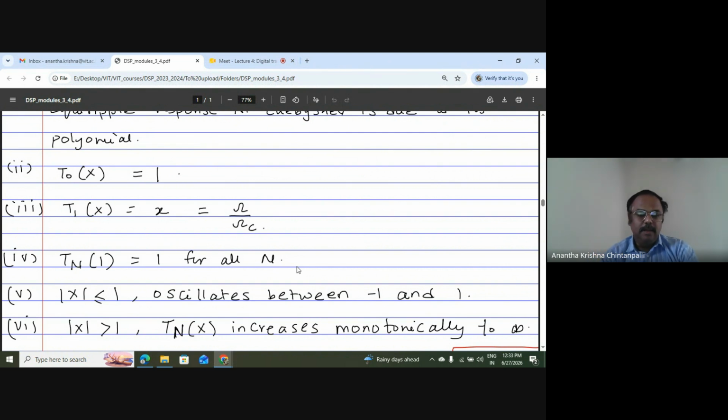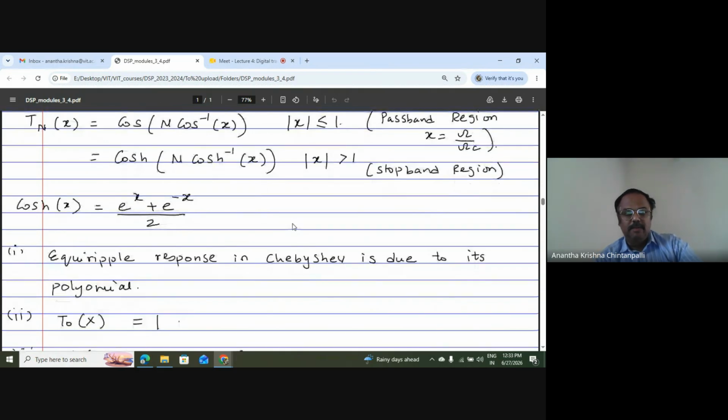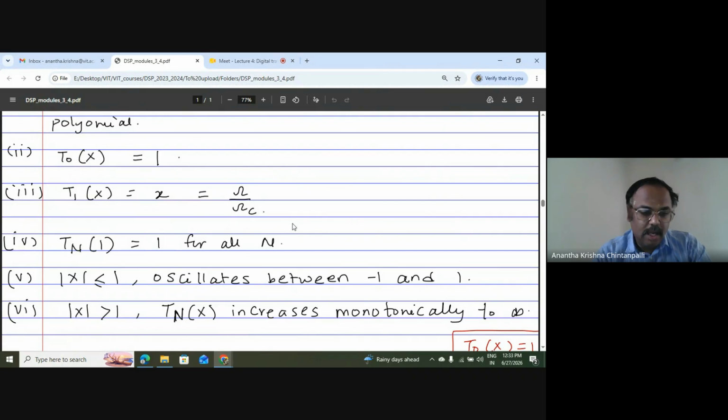Okay, all right. So what this means is at omega equal to omega c, the Chebyshev polynomial is going to take a value of 1. For mod of x less than or equal to 1, since it's a cosine function, it will fluctuate between -1 and 1. For mod of x greater than 1, because it's a hyperbolic cosine function, Tn of x monotonically increases to infinity.